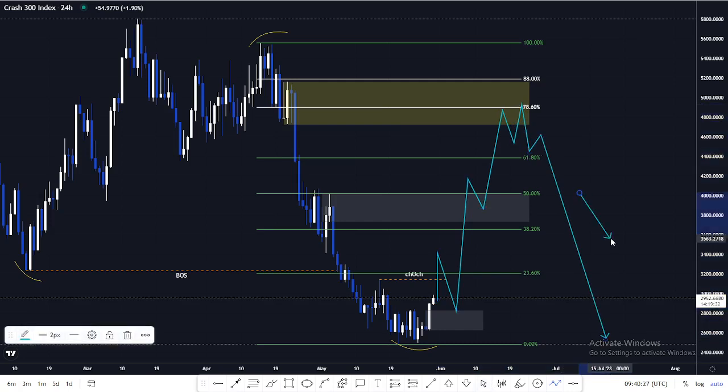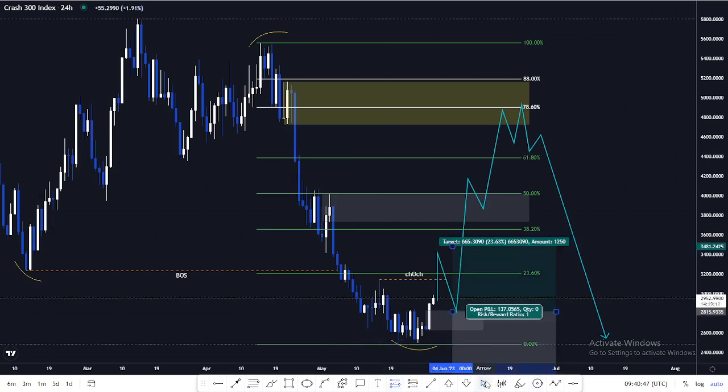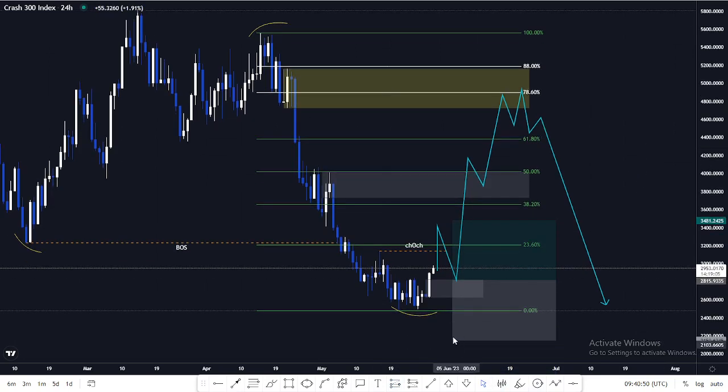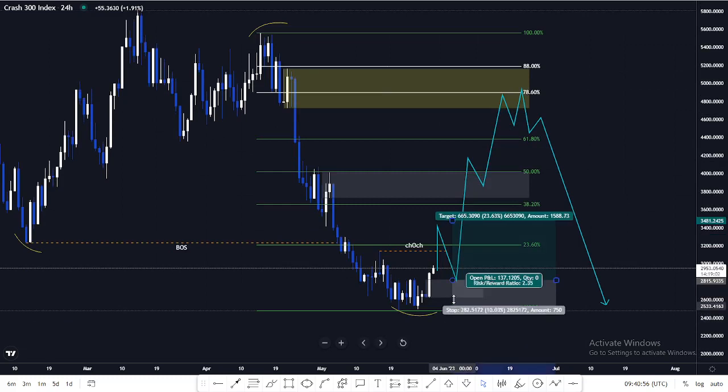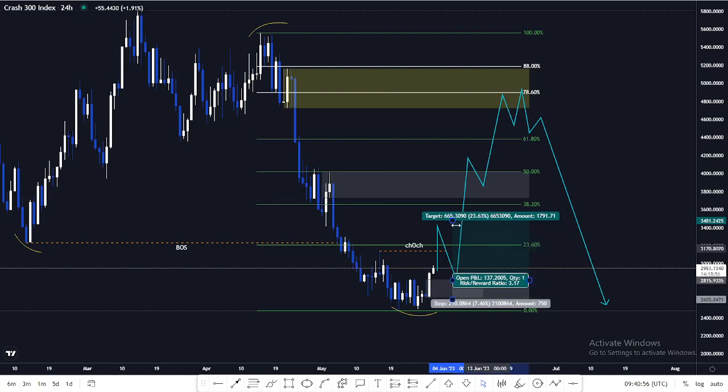This is my analysis for CRASH300. What I'm simply waiting for, this may take a day or two for this market to break and create that change of character. Once you have that change of character, it means we simply wait for a pullback. Once we get the pullback, then we can enter our buys on that demand zone. Obviously we don't enter our trades on the daily. We simply go down to a lower time frame, like the 1 hour, 30 minute, 15 minute. Those are our entry time frames. Daily and 4 hour, I use those for analysis. Then 1 hour, 30 minute, 15 minute, those are for taking our position.